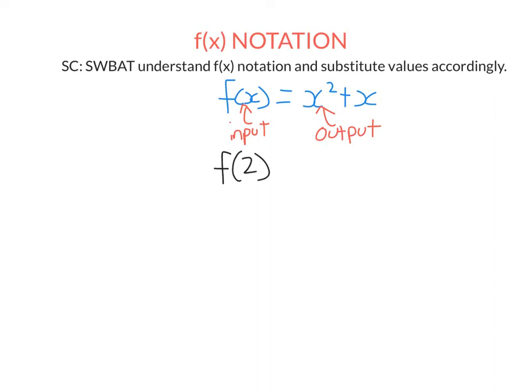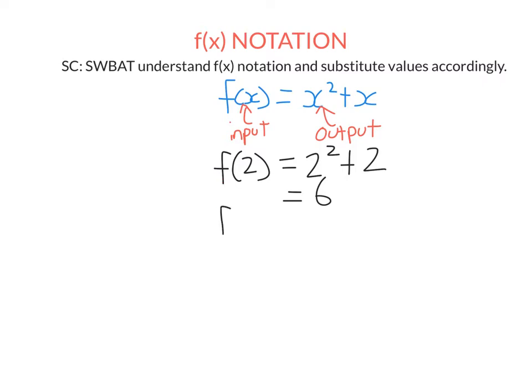So here I'm going to take my x and replace it with 2. So f of 2 would be 2 squared plus 2, which is of course just 6. So we input 2 and the output is 6. Of course, we could substitute any values we want, like a negative.